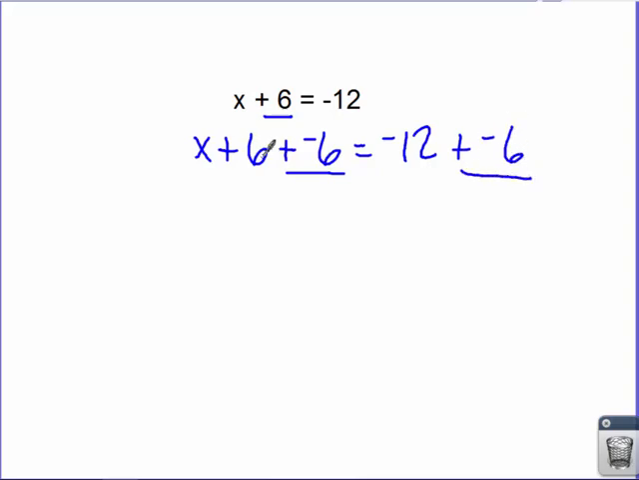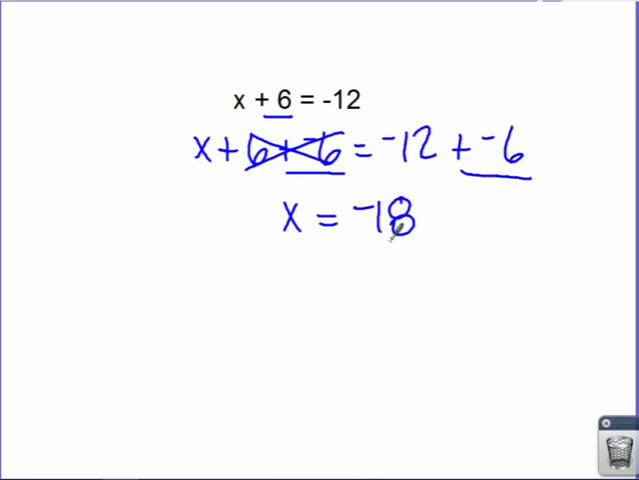So now on the left-hand side, my 6 and my negative 6 actually go away. They make a 0. And I'm left with just plain old x, which is what I want. But then on the other side, I've got 12 negatives and I've got 6 negatives. So now we have to remember our integer rules. If it's addition and my signs are alike, we add the numbers together and keep the sign. So negative 12 and negative 6 gives me negative 18.